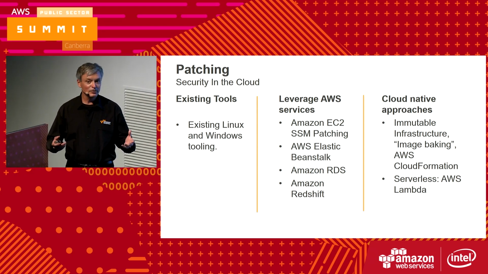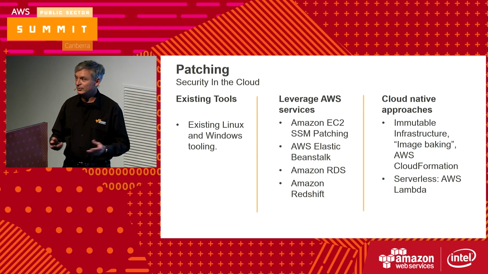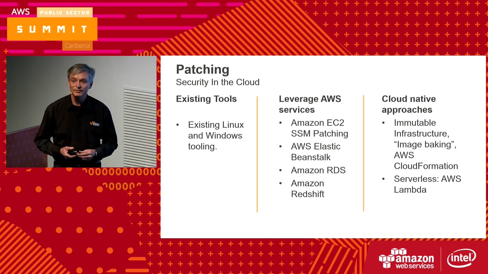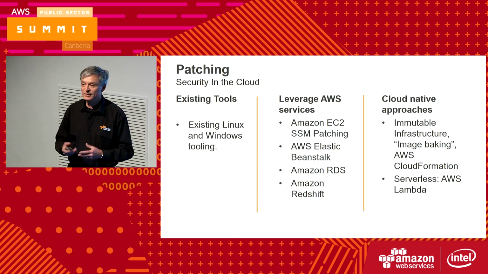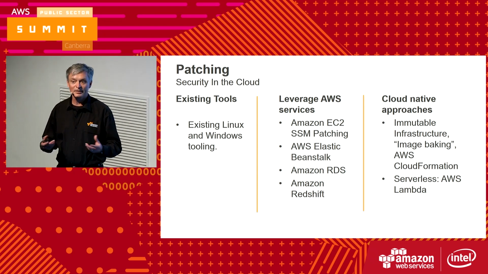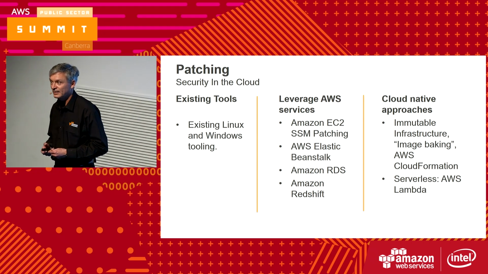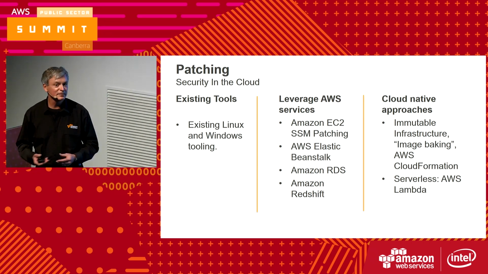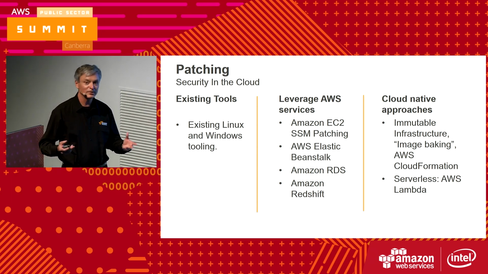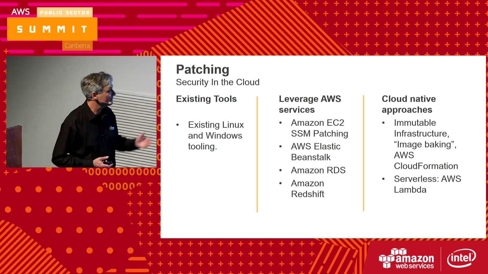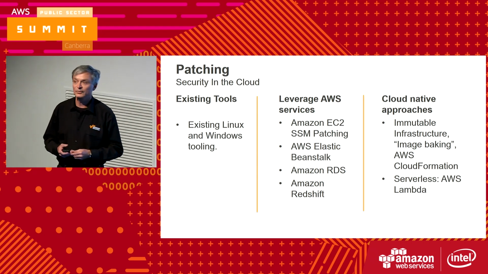So if you're already running patching and automation tools in your own on-premises world on those types of environments, it's highly likely you'll be able to continue to run those within an AWS EC2 environment, which means you can leverage your existing skill sets and existing teams to continue doing patching just as you're doing now. And so that's that first column there, that existing tools.